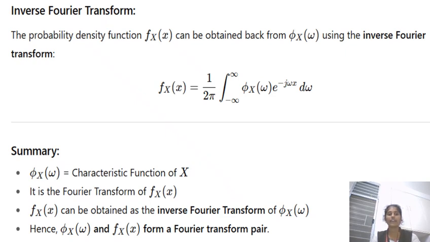Summary. Phi x of omega is the characteristic function of x. It is the Fourier transform of fx of x. Fx of x can be obtained as the inverse Fourier transform of phi x of omega. Hence, phi x of omega and fx of x form a Fourier transform pair.